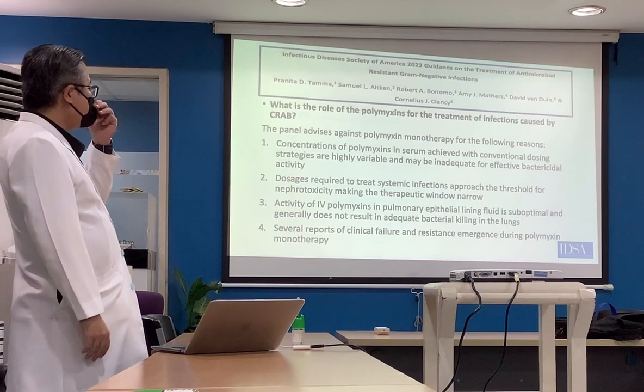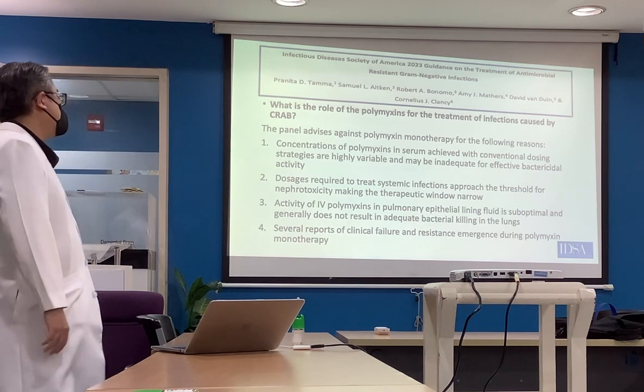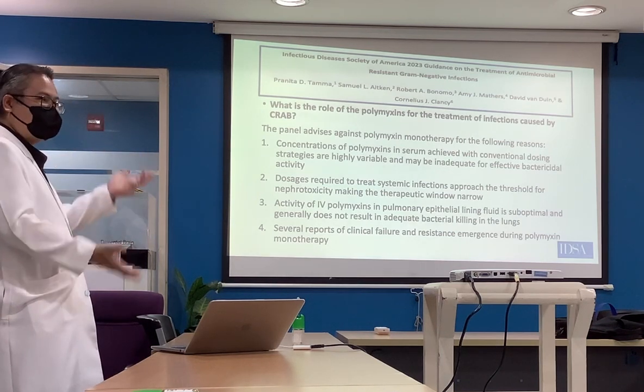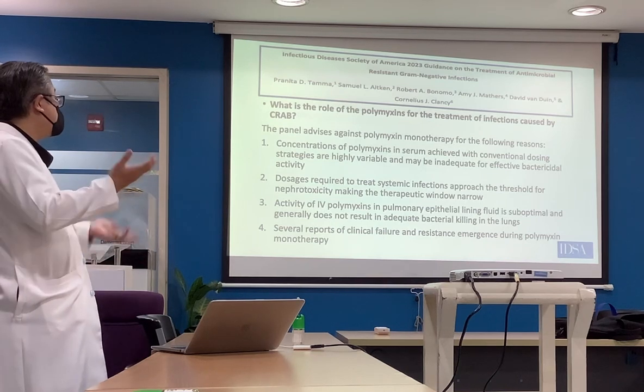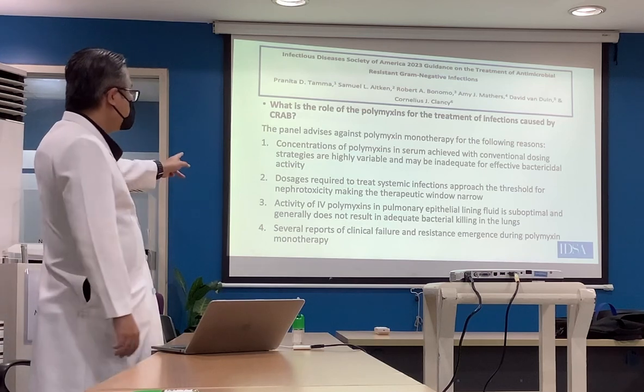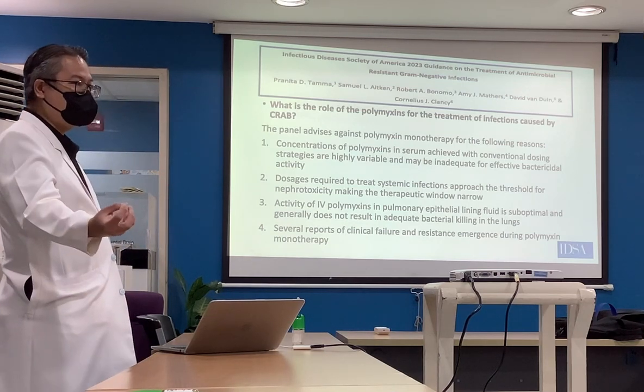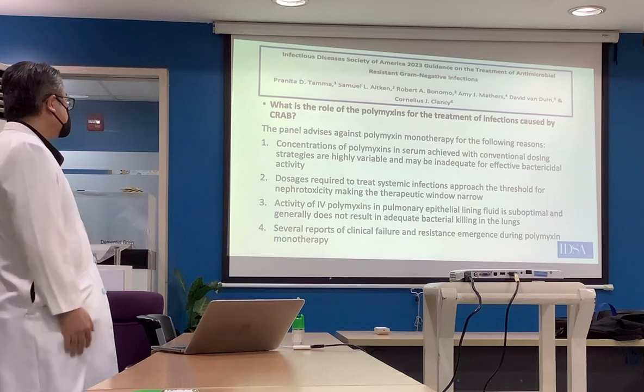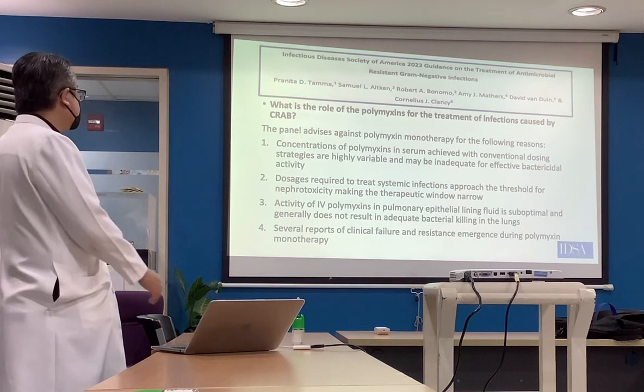Concentrations of polymyxins in serum achieved in conventional dosing are highly variable. So that's one problem. The dosages required to treat systemic infections approach the threshold for nephrotoxicity. So again, do no harm. So narrow yung therapeutic window.